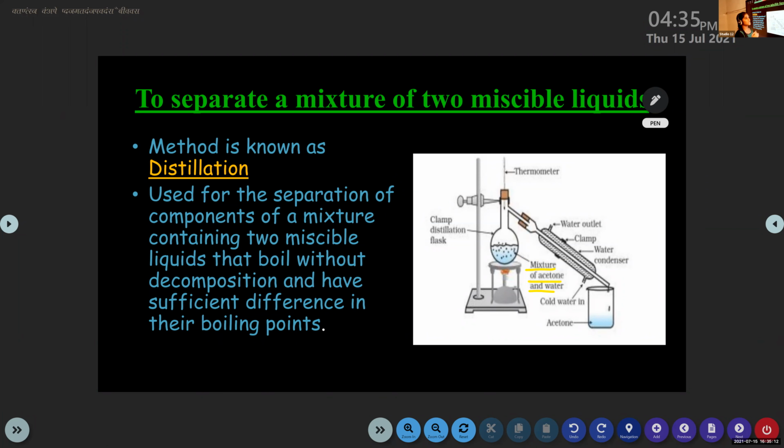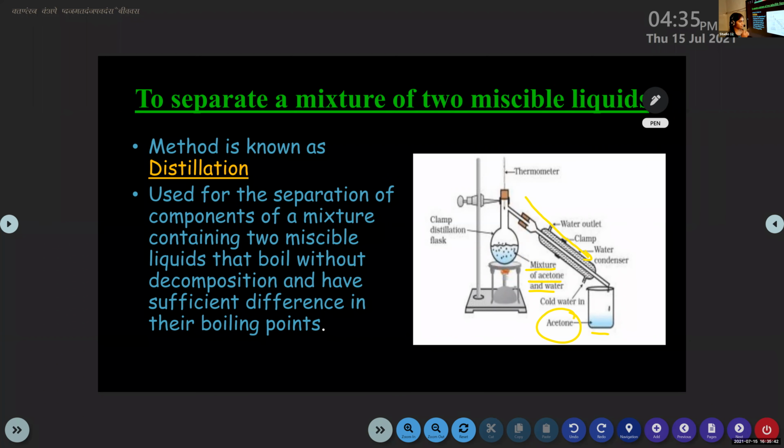On heating, acetone starts boiling and it will be converted to vapors. And these vapors will pass through this condenser and condense again to liquids. The vapors will condense to liquid and it can be collected in this beaker. So acetone will be collected in this beaker and the water will remain in this distillation flask itself.